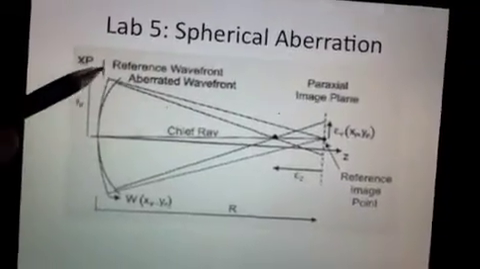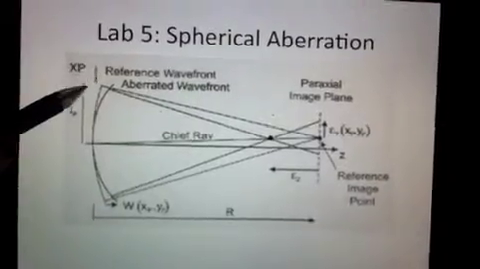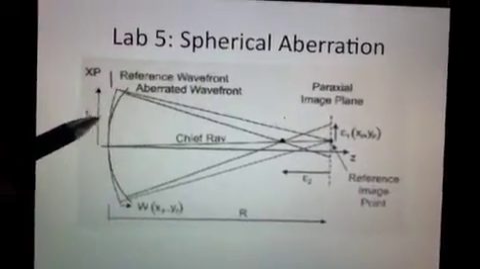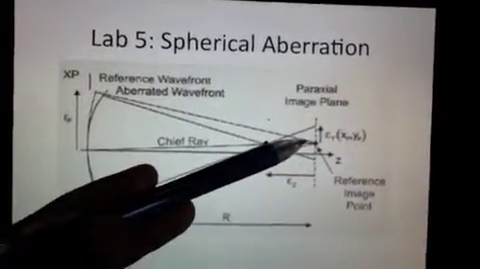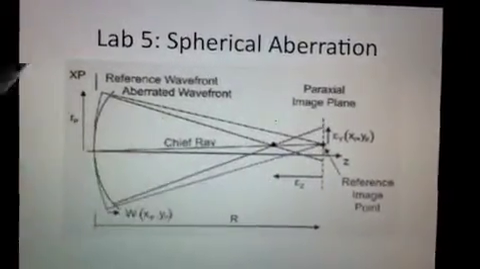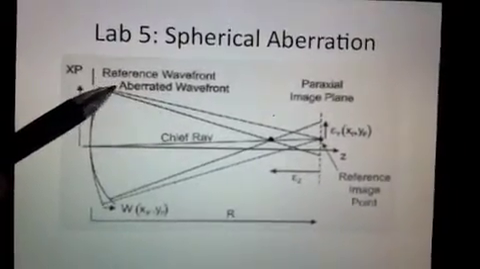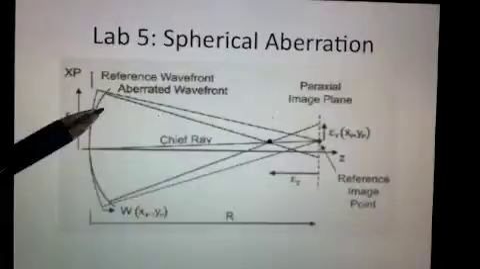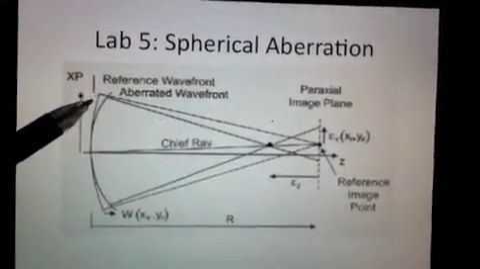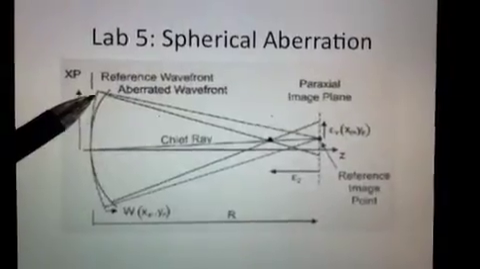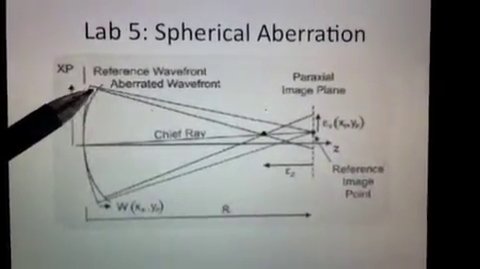and we have a reference wave that follows diffraction limited properties. It follows right here and focuses right where the paraxial image focus should be. When we have an aberrated wavefront, such as spherical aberration, we have another spherical wave that isn't perfect like the reference wave. So what happens is it focuses somewhere else other than paraxial focus.